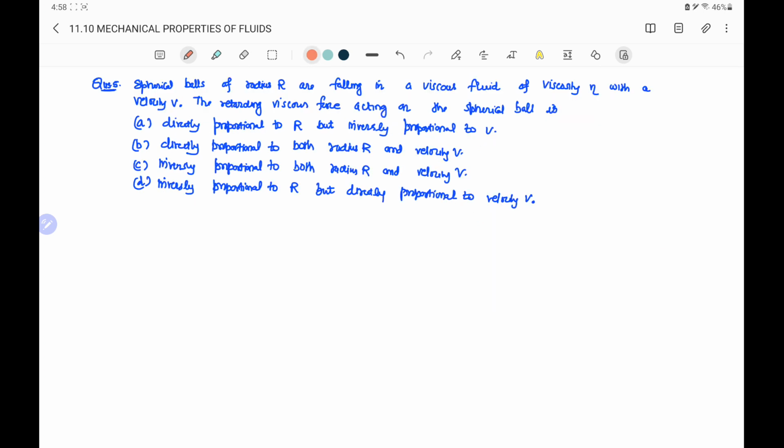Fifth question is, spherical balls of radius r are falling in a viscous fluid of viscosity eta with a velocity v. The retarding viscous force acting on the spherical ball is. From Stokes' law we know that the retarding viscous force is F equal to 6 pi eta r v. So the viscous force is proportional to the radius of the ball and it is also directly proportional to the velocity. So we can conclude that option B is the correct option, that the retarding viscous force acting on the spherical ball is directly proportional to both radius r and the velocity v.